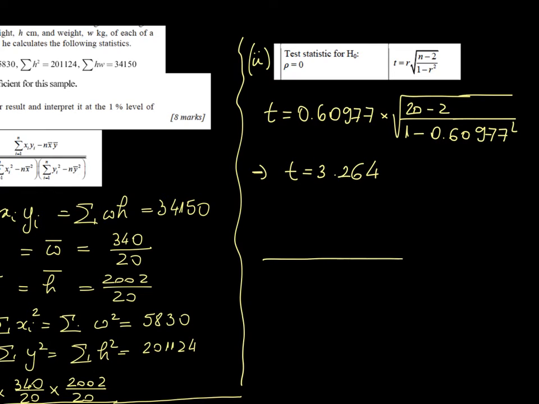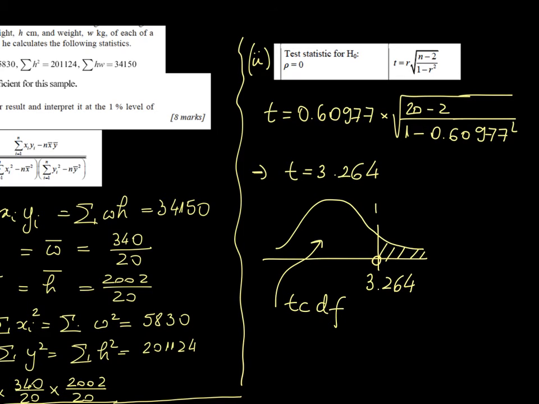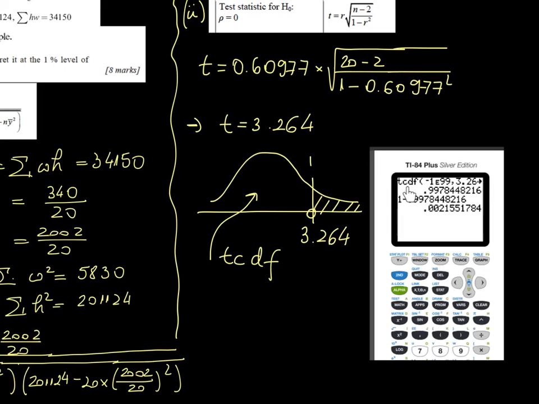Now, the t-distribution will look like this. This is your t-value, and you need to decide on the p-value, which is this area. So I'm going to calculate that area using tcdf on my GDC. Using tcdf, the area to the left is this value. Therefore, the p-value is this one here. So the p-value is 0.00216 to 3 significant figures.